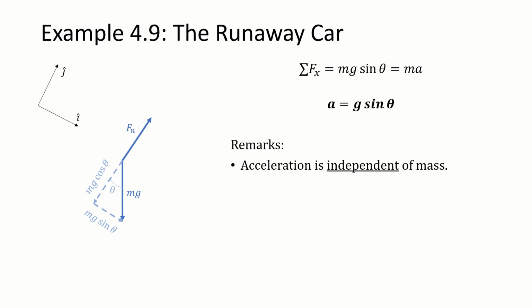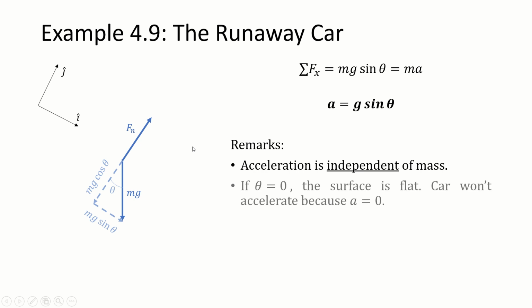First one is that acceleration is independent of mass. This is consistent with Galileo's findings when he dropped a ball and a feather down a building. It's a thought experiment, but then this further confirms it.